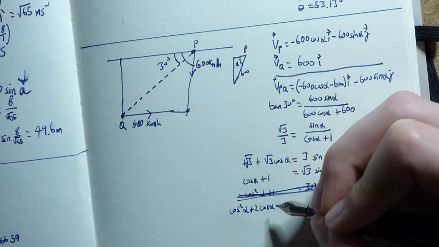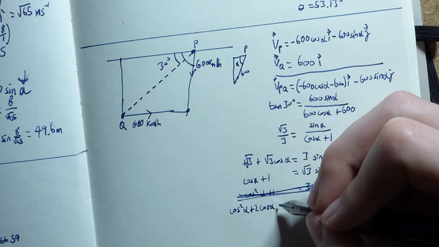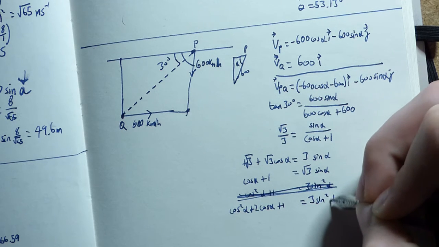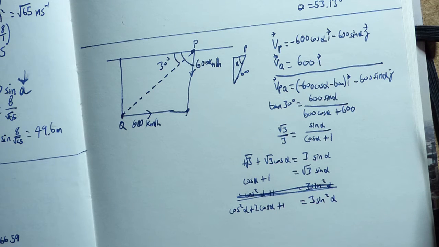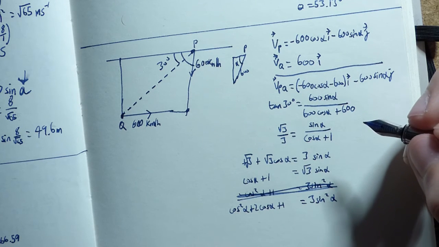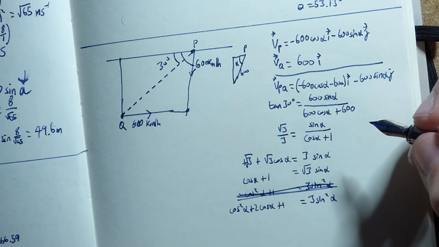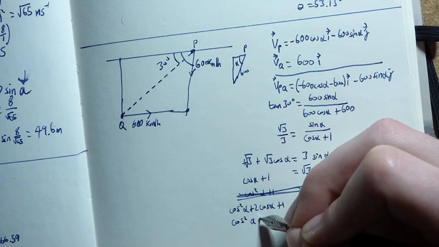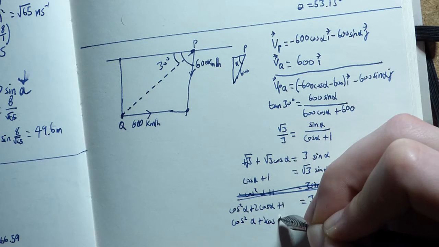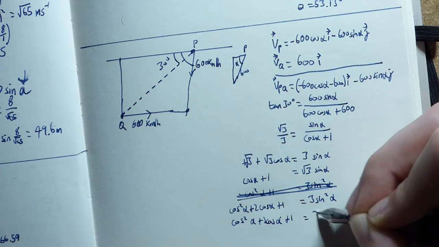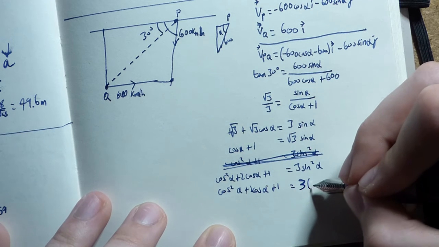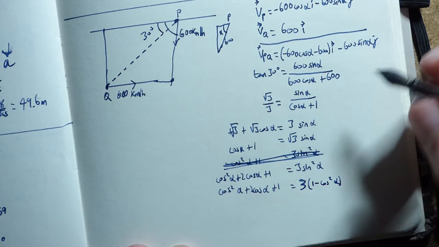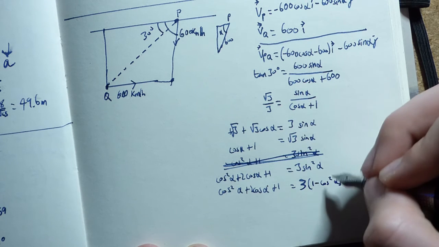You get cos squared alpha plus 2 cos alpha plus 1. So a squared plus 2ab plus b squared is equal to 3 sine squared alpha. So when you square root 3, you get 3 and sine squared alpha. And then the next step is to remember that sine squared is equal to 1 minus cos squared. So you'll get cos squared alpha plus 2 cos alpha plus 1 is equal to 3 times 1 minus cos squared alpha. So that's something you'll find in your log tables, but it's just handy to remember that sine squared a plus cos squared a is equal to 1.